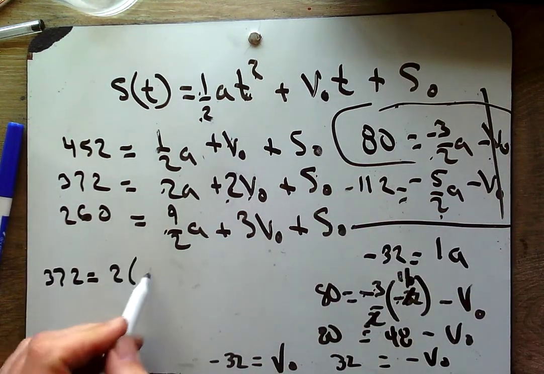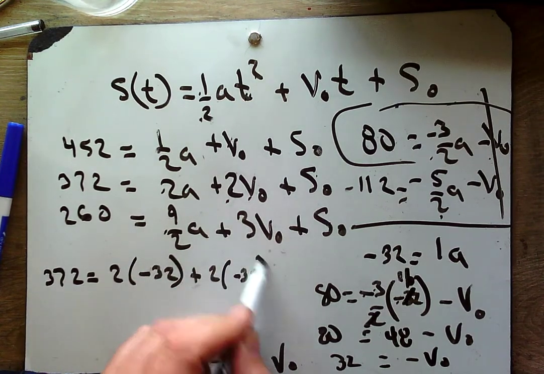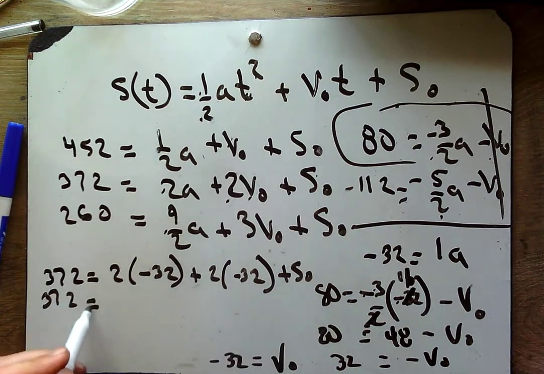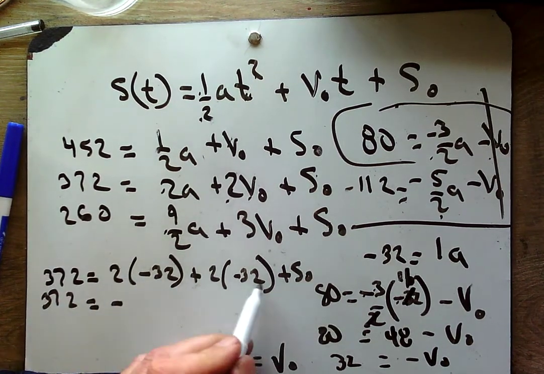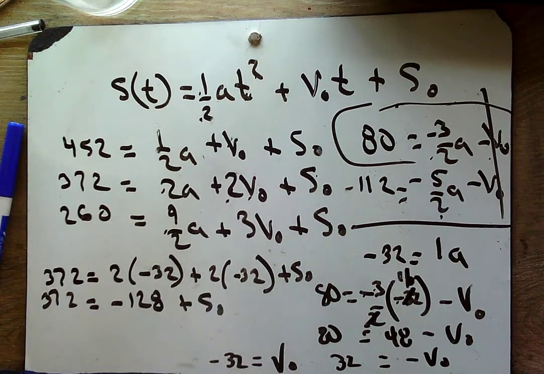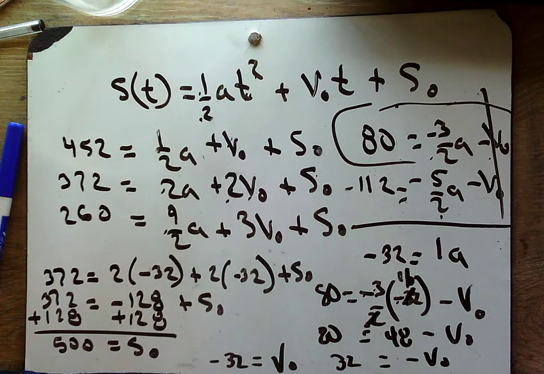372 equals 2 times negative 32 plus 2 times negative 32 plus s sub o. So 372 equals negative 64 minus 64, is minus 128, plus s sub o. I'm going to add 128 to both sides. And I end up with 500 equals s sub o.